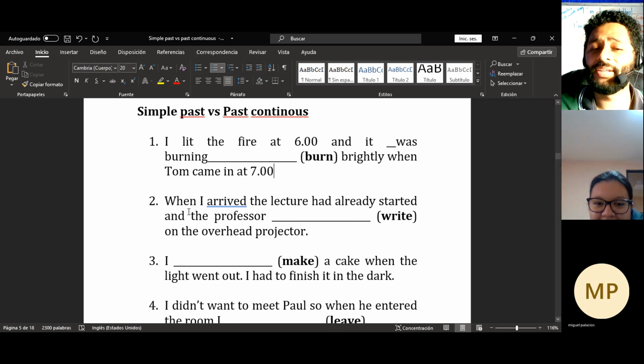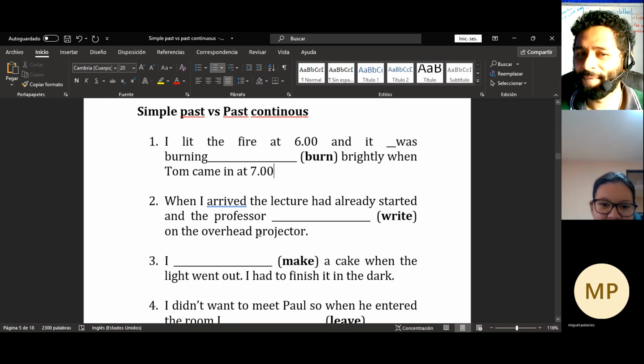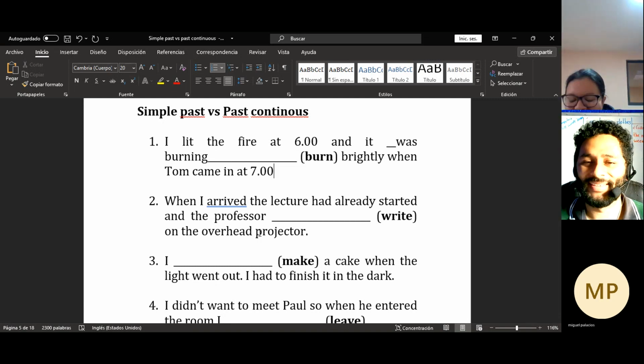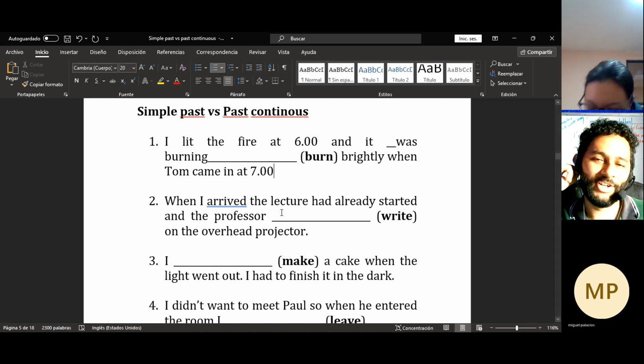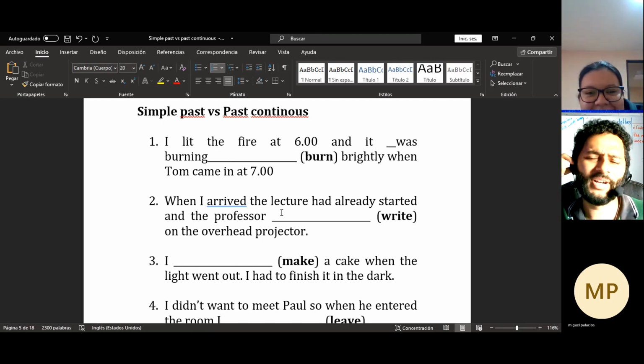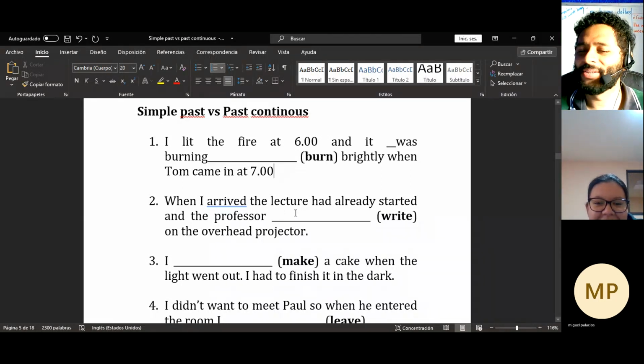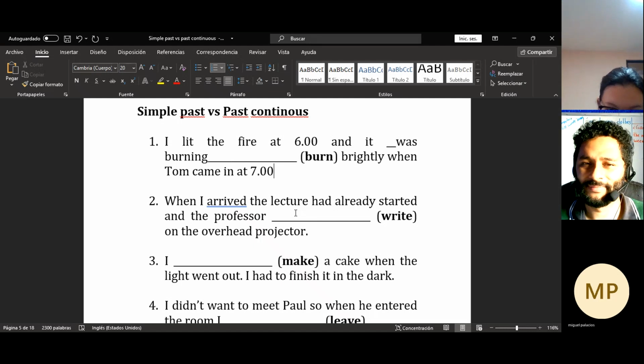Okay, but before we continue, do you know the meaning of all those words here? Yes. Okay. For me, it's difficult to translate. So I understand what I am reading, but I don't know how to say it in Spanish. Okay, but so how would you complete this one then? When I arrived, the lecture had already started, and the professor was writing on the overhead projector.